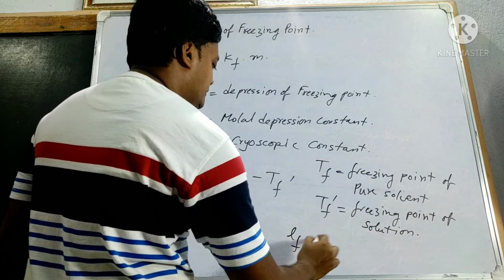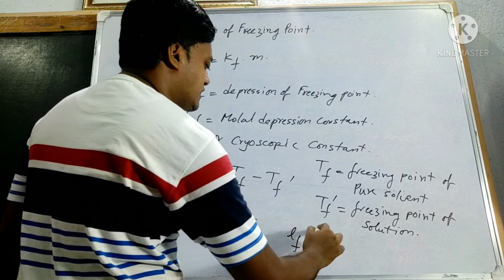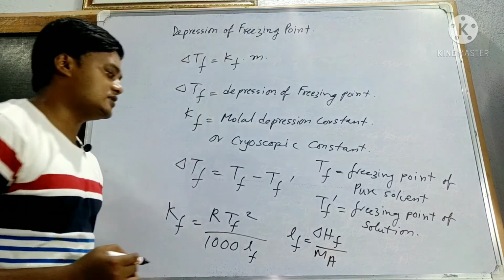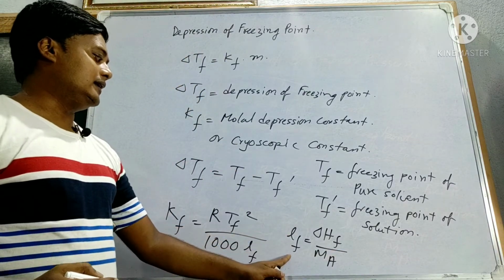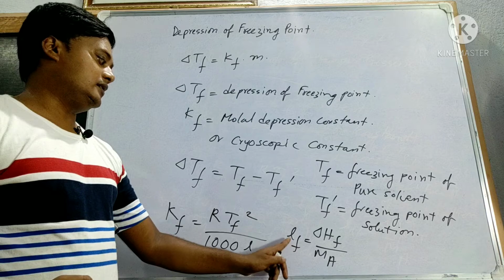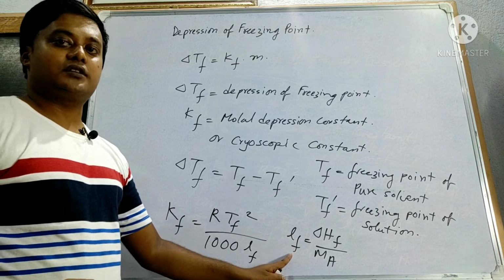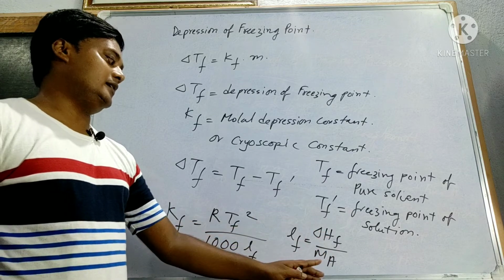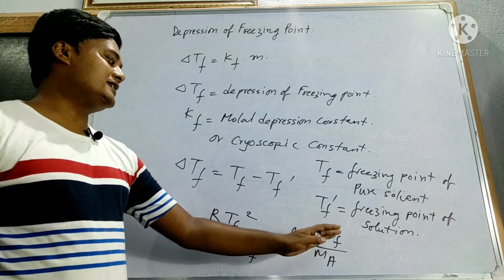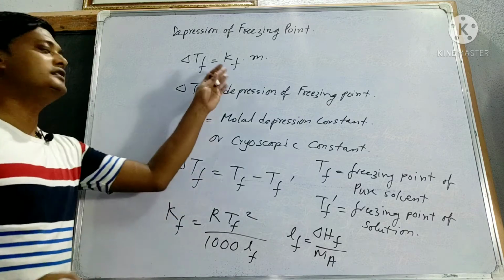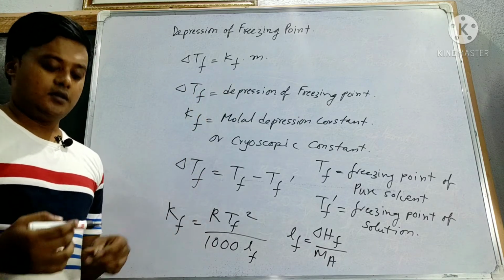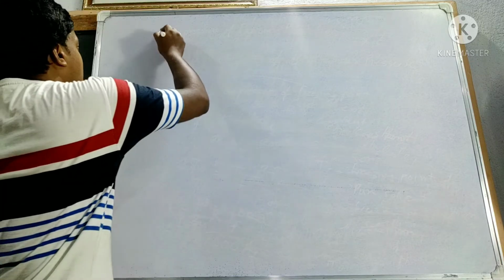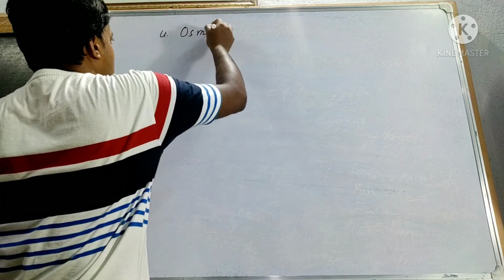Now LF, the latent heat of fusion, equals the enthalpy of fusion by the molar mass of solvent. Latent heat of fusion equals delta HF by Ma. And molality is the same, which we already discussed in elevation of boiling point. So the last colligative property is osmotic pressure.